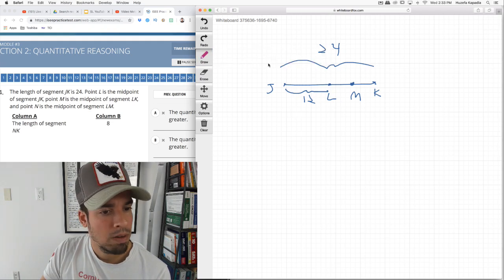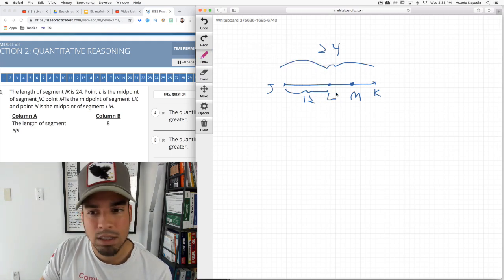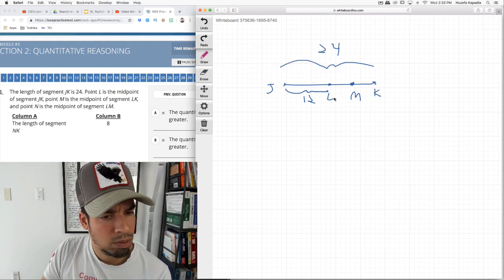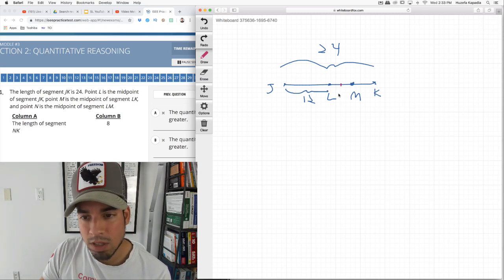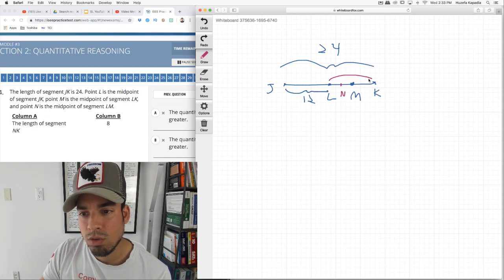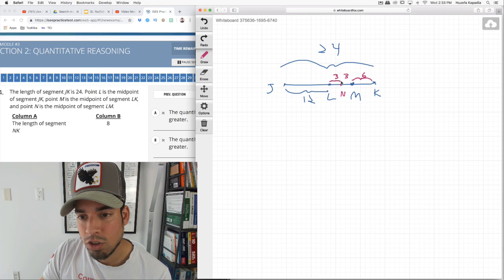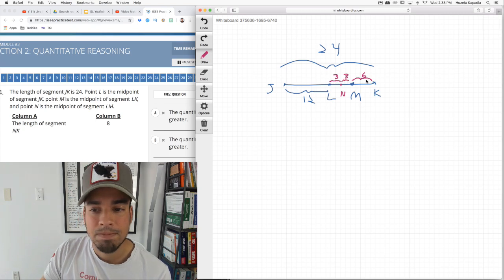Let me use a different color now. And then N is the midpoint of LM. So here's N. Okay, so check this out. This is 12. This is also 12. Since M is in the middle, this distance here is 6, right? That's the midpoint of this line, which is 12. N is the midpoint, so this distance in here is 3 and 3, right? This little distance right there.